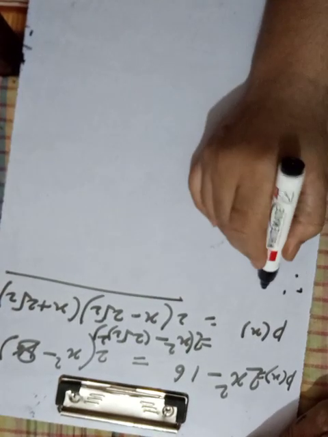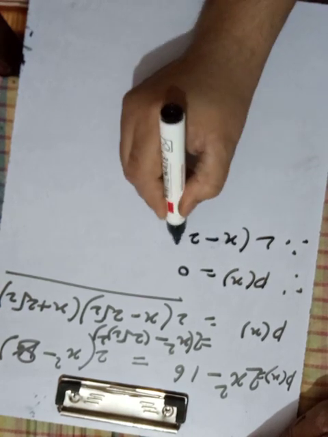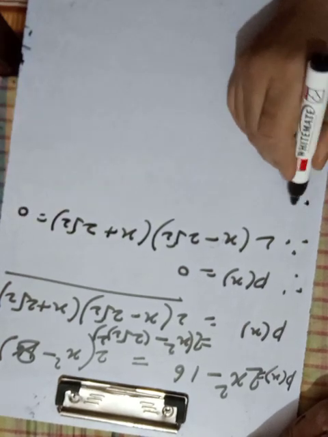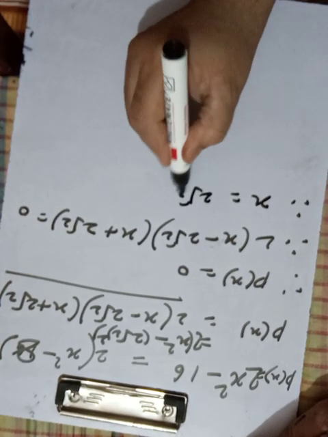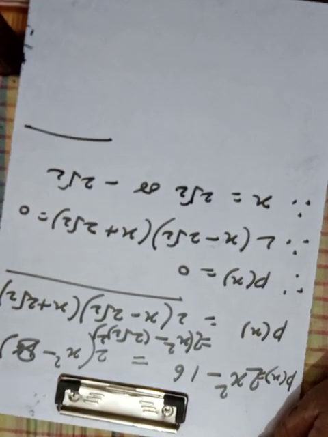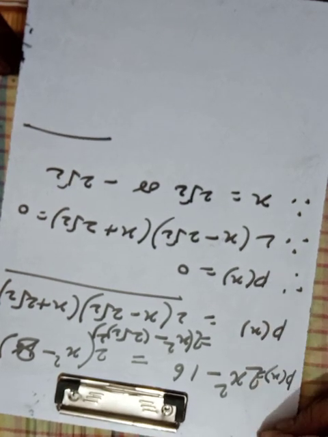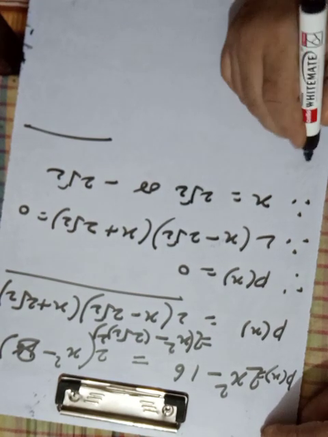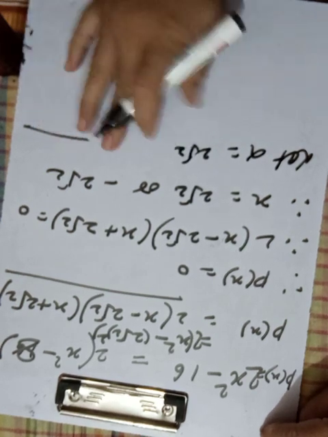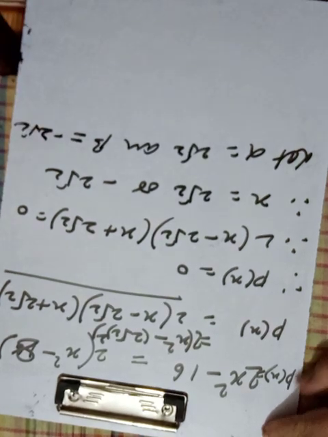Now we write, since px will be 0, therefore 2 into x minus 2 root 2 into x plus 2 root 2 will be 0. Therefore x will be either 2 root 2 or minus 2 root 2. So the first part is over. Now I have to go for the relation of the zeros and coefficients. So for that what do we do? We go for, let alpha is equal to 2 root 2 and beta is equal to minus 2 root 2.